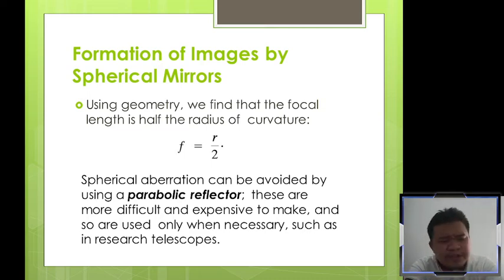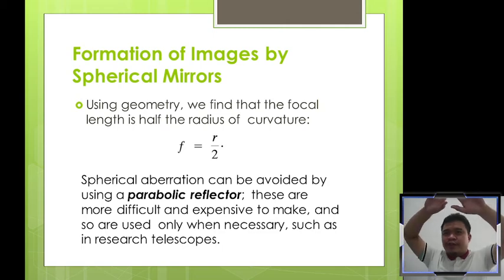This phenomenon of spherical aberration can be avoided by using parabolic reflectors. These are more difficult and expensive to make, and so are used only when necessary, such as in research telescopes. I think parabolic reflectors are not that common terminologically, but maybe you have seen this used in your antennas, like for example in cables.